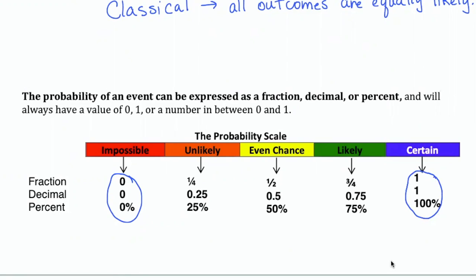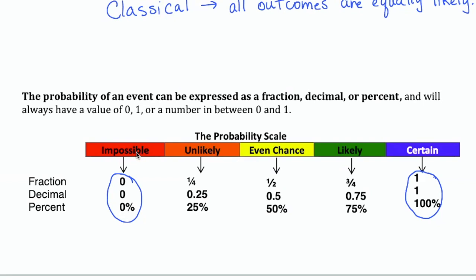Now, in this case, there's a 100% chance that I am going to have lunch soon because it's getting to be that time of day. So anything certain to happen, we give that probability of 1 or 100%. And then from there, right in the middle are things that have an even chance of happening, a 50-50 shot, you'll hear people say, of something occurring. That can be represented fractionally by 1/2, as a decimal by 0.5, or as a percentage by 50%.